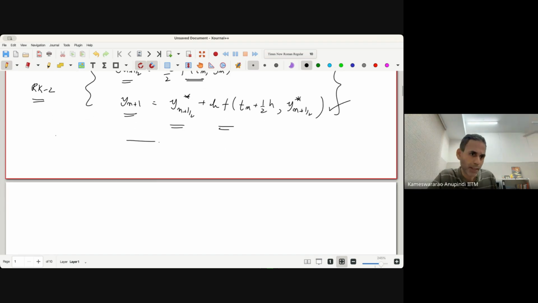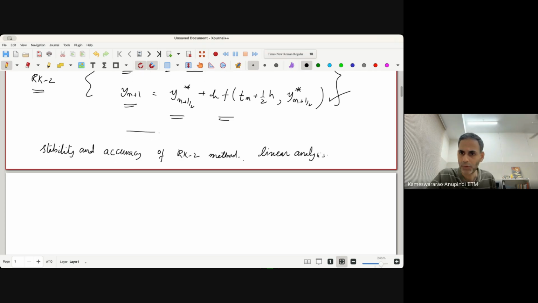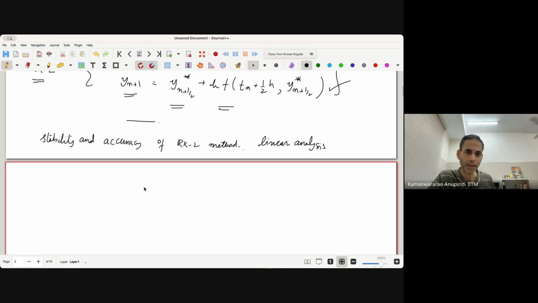Now let us look at the stability and accuracy of the RK2 method by using the linear analysis that we have introduced before. Let us see what are the stability properties of the RK2 method and what is the accuracy. We have said this is second order accurate, and we will also look at its behavior for purely imaginary lambda and so on.